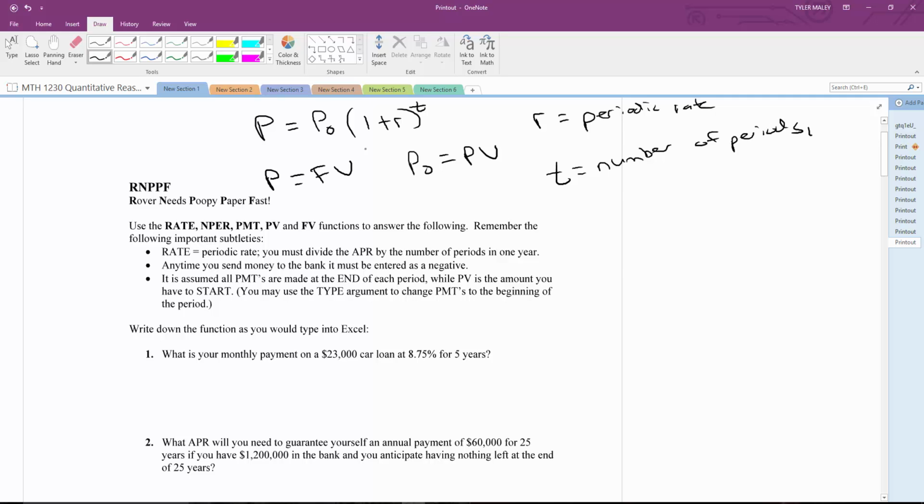So we could rewrite that equation as the following: future value equals present value times 1 plus rate raised to the number of periods, NPER. So I was just using each of these pieces. We also have this payment function, which I didn't consider, but we're going to look at this in a moment.